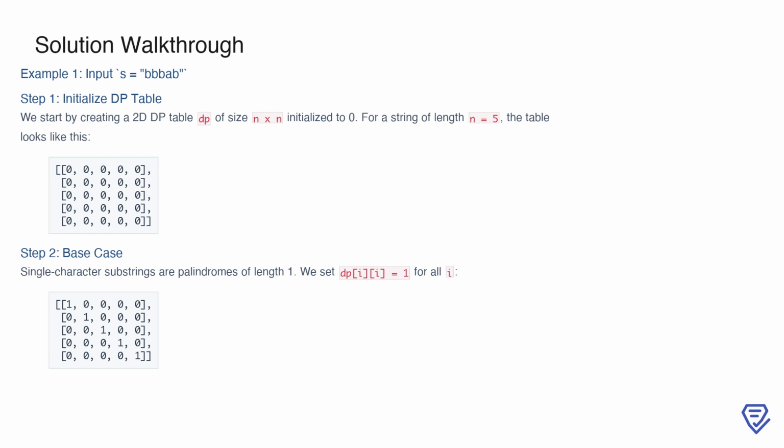Next, we handle the base case. Single-character substrings are always palindromes of length 1, so we set all diagonal elements dp[i][i] to 1. This reflects the fact that each individual character in the string forms a palindrome by itself. The updated table now has 1s along the diagonal, and this forms the foundation for filling out the rest of the table based on longer substrings.